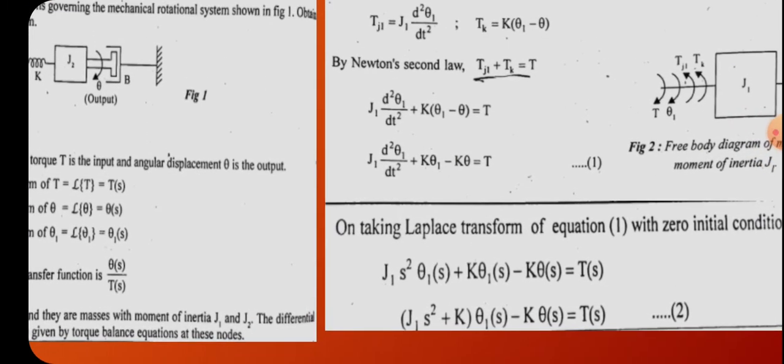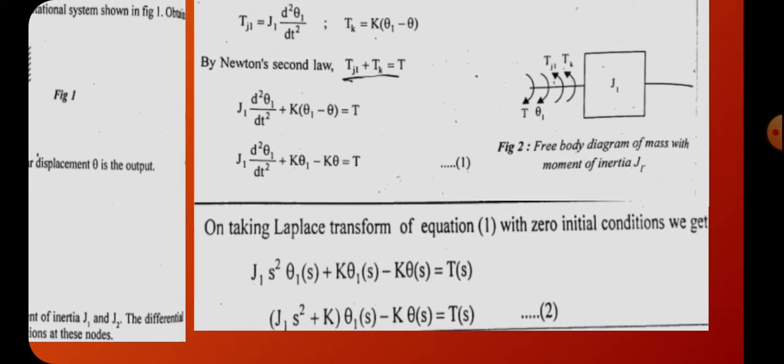Okay, what is the next step? Once we get the differential equation, we have to find its Laplace transform. That is the step given in the guidelines. When taking the Laplace transform of equation 1, we take initial conditions as 0. So we get J1 into s square into theta 1 of s, plus K into theta 1 of s, minus K into theta 2 of s, equal to T of s.